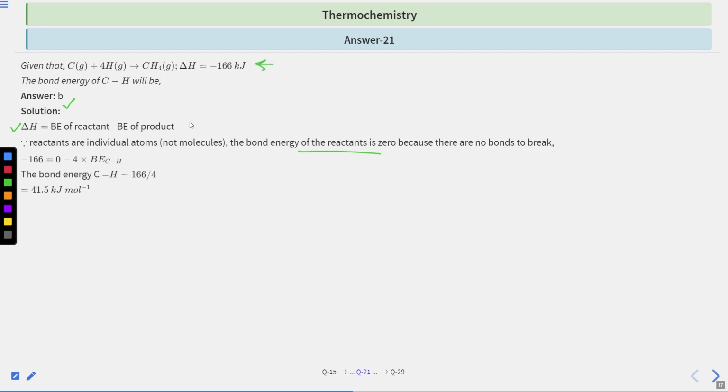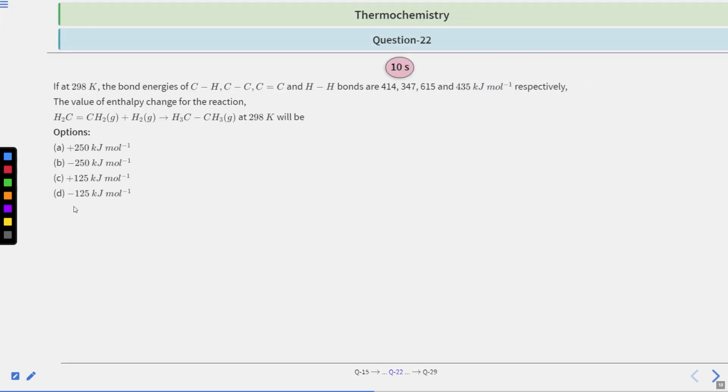So following this reaction, we have del H is minus 166 kilojoule equals 0 minus bond energy of product, that is 4 into bond energy of CH bond. So CH bond is 4. That's why we are taking 4 as the coefficient, in the multiply. And the bond energy of CH will be coming out as 166 divided by 4. Minus minus will cancel out. So it is coming out as 41.5 kilojoule per mole, which is given in option B. Hence, B is the correct answer.